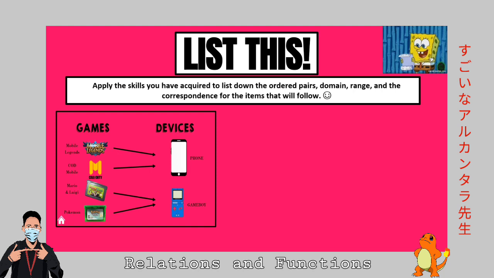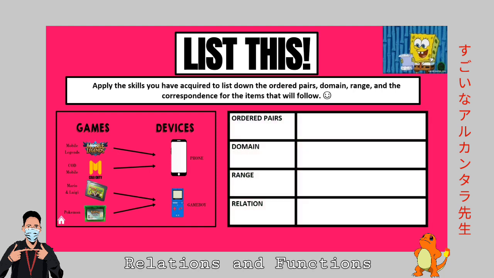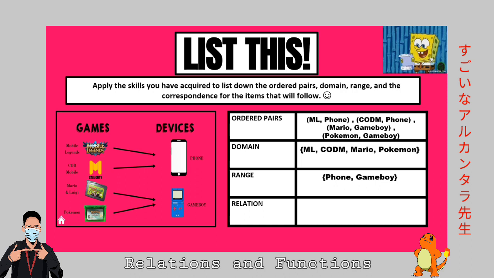Lastly, I think it's the last one if I'm not mistaken, we have the games and the devices. We have Mobile Legends to phone, COD M to phone, Mario to Game Boy, and then Pokemon to Game Boy. Our domain again is the set of x values, the ones on the left. We have ML, COD M, Mario, and Pokemon. For the range here, we simply have phone and Game Boy. Then the relationship here is many to one because there are many games that can be played on a device. There are tons of games that you can play on the Game Boy. That's why it's many to one.